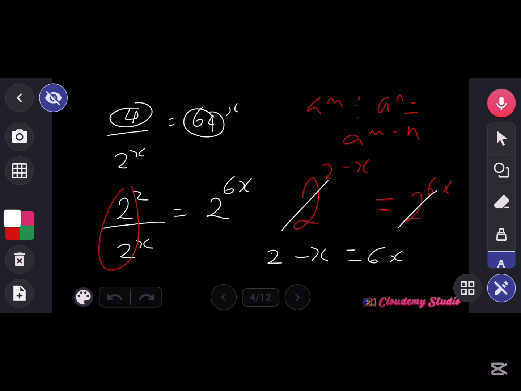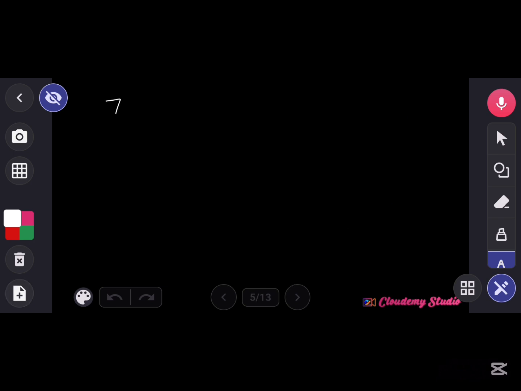Making x the subject of the formula, right? Bring x here. We'll be left with 2 equals 6x plus x. 6x plus x will give us 7x. Therefore, 7x equals 2. Making x the subject by dividing both sides by 7, 7 cancels out. Therefore, my x equals 2 divided by 7. And we have that. And that's our answer for the third question.